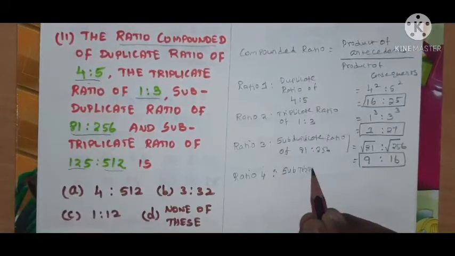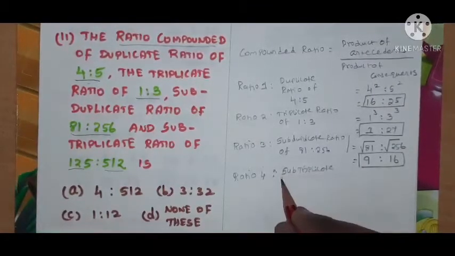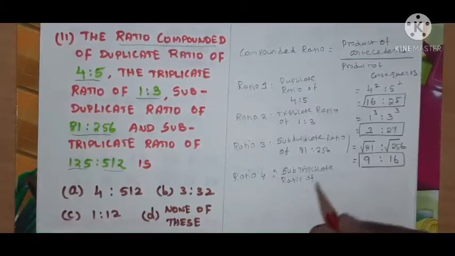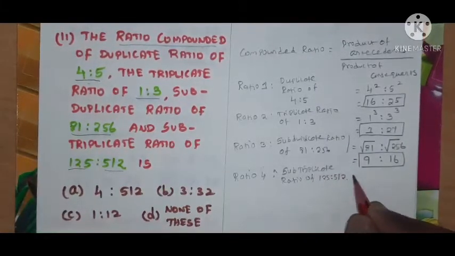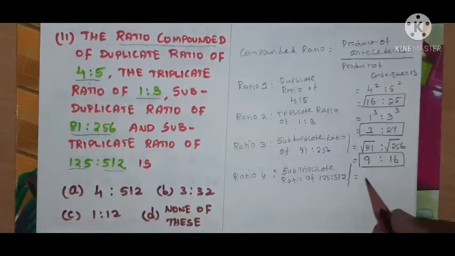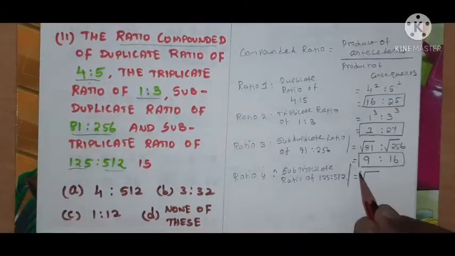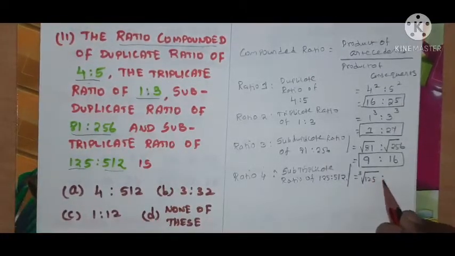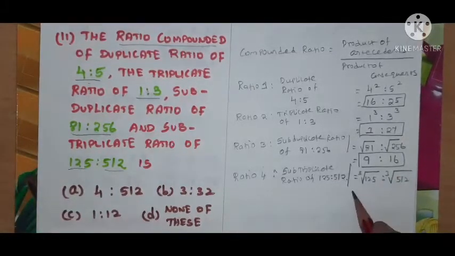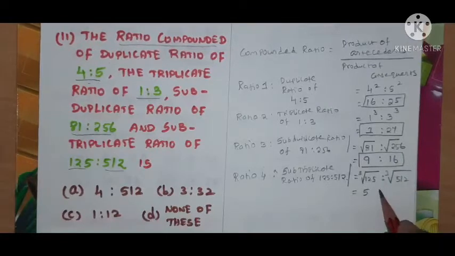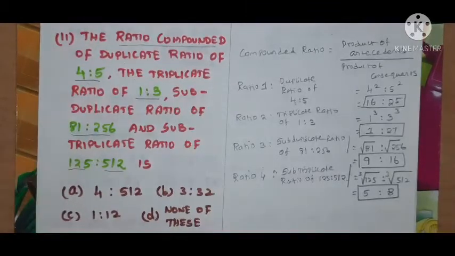Subtriplicate ratio of 125 is to 512, which can be calculated by cube root of 125 is to cube root of 512. So cube root of 125 is 5, where cube root of 512 is 8. So we found the ratio 5 is to 8 also.